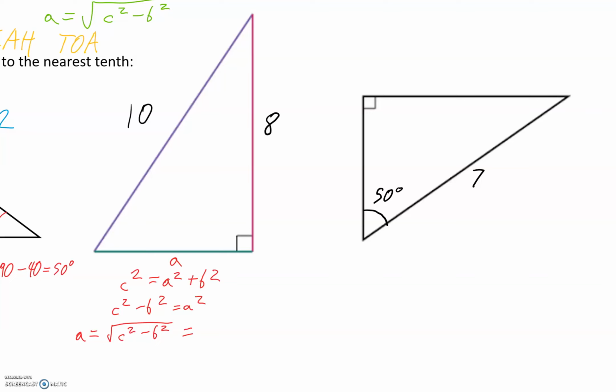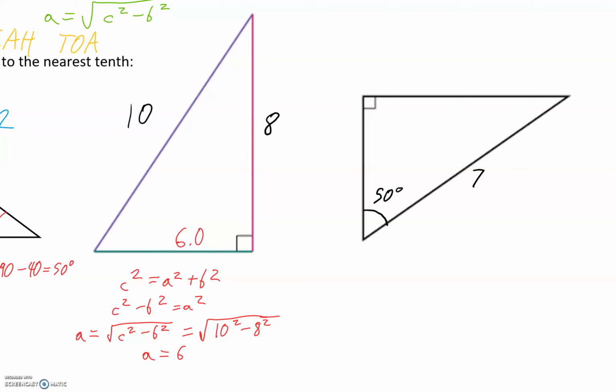which gives us, here, I'm going to actually plug the numbers in. So 10 squared minus 8 squared, which is 100 minus 64, which gives 36, and then square root of that, so a equals 6. To the nearest tenth, it's 6.0.